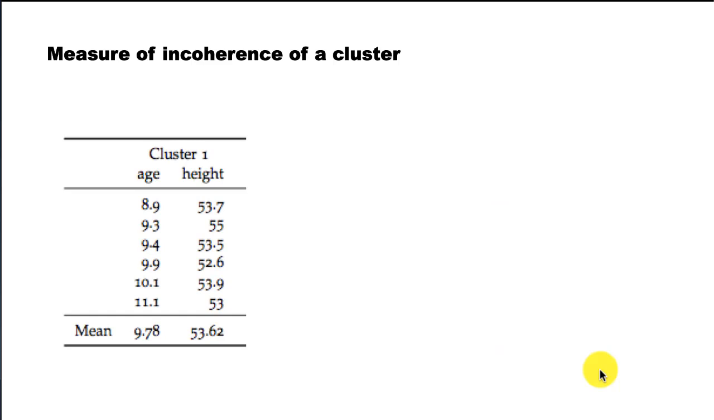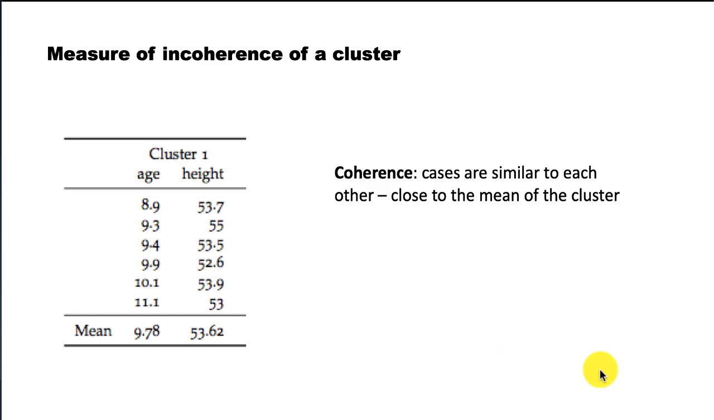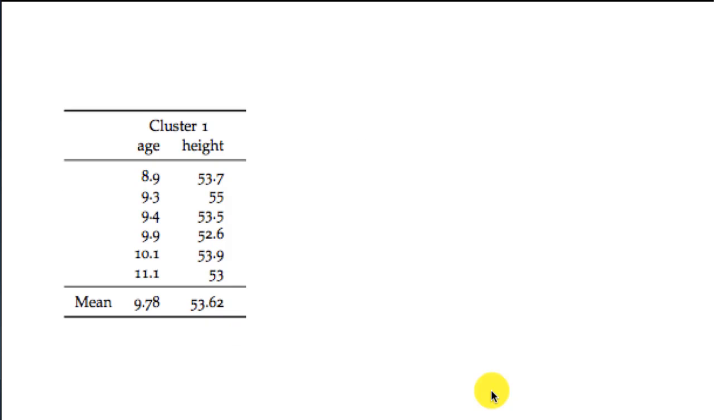Okay, so let's measure the incoherence of a cluster. Clearly we have said cases are similar to each other, which means that they are close to the mean of the cluster. So that's your cluster 1. And the measure, of course, as we've already seen, is the squared deviation from the mean. You can calculate that as we've already shown you.